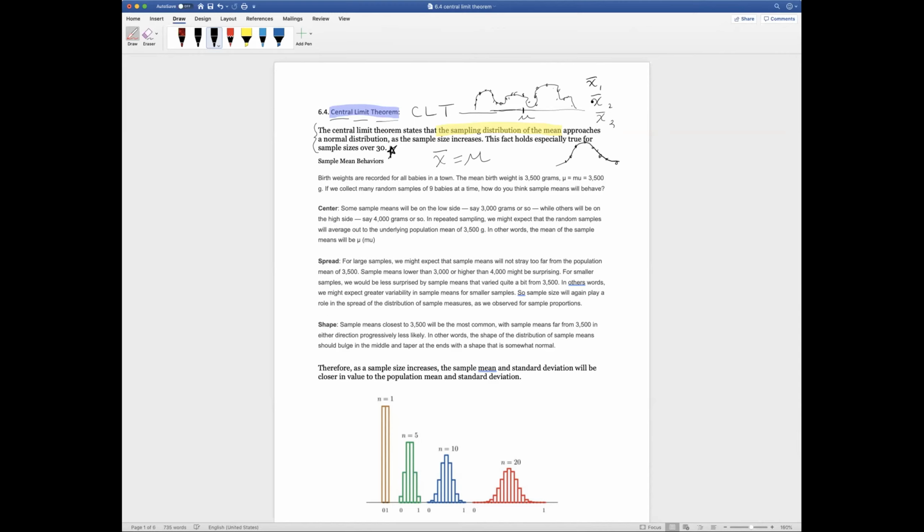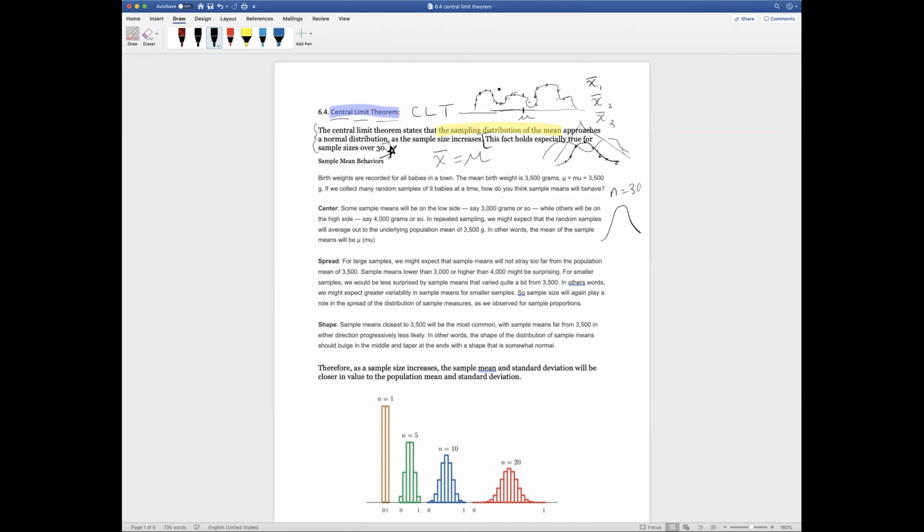So if we take, let's say, 15 of these samples of sample size 10 from here and graph them, well, we're not going to have something that looks exactly normal. It could still have maybe this pointed little mountain appearance to it, or maybe something that's a little bimodal. But as our sample size increases, and if you take a look over here, it says this fact holds especially true for sample sizes over 30. Once we hit that threshold of the sample size being over 30, then we're going to get a graph that looks fairly normal.